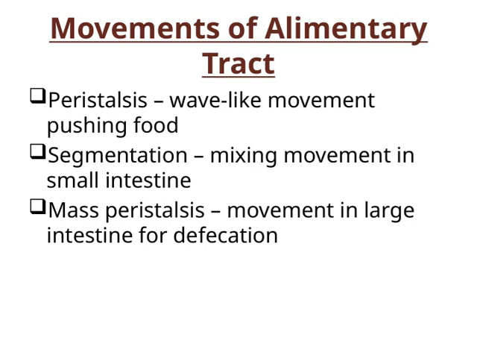Let's take a closer look at the movements of the alimentary tract. First, we have peristalsis, which is essentially a wave-like movement that pushes food through the digestive system. It's like a ripple traveling along the tube, propelling the food forward efficiently. Next is segmentation, which occurs mainly in the small intestine. This movement isn't about pushing food along, but rather about mixing it thoroughly with digestive enzymes, ensuring better nutrient absorption.